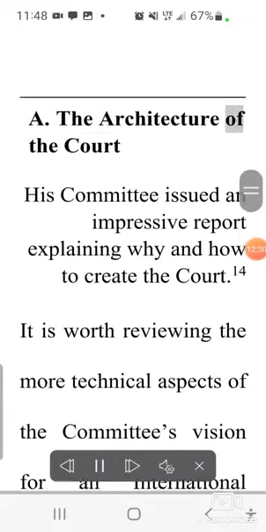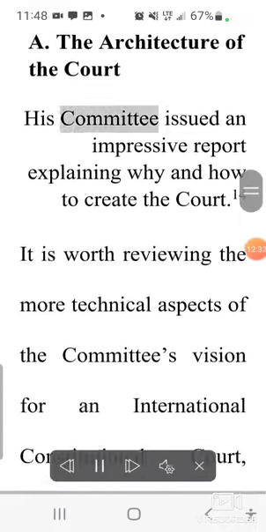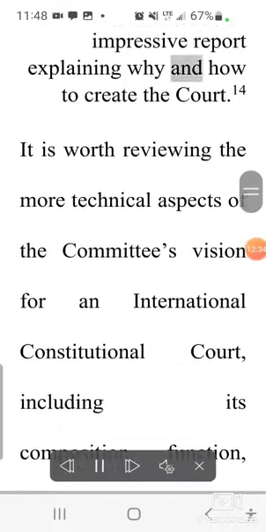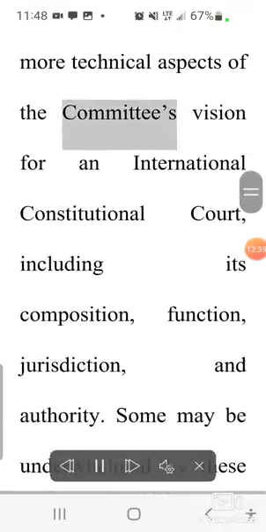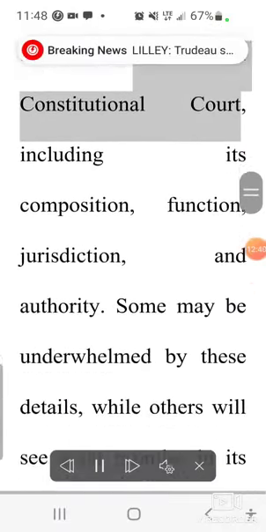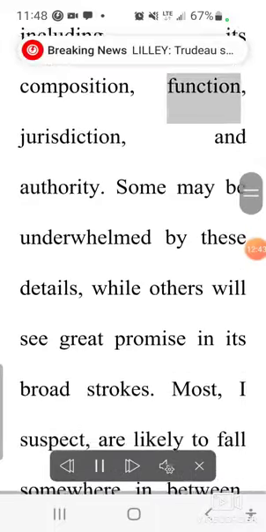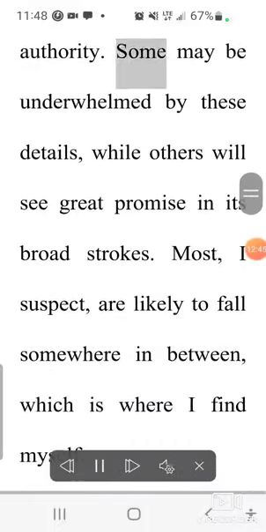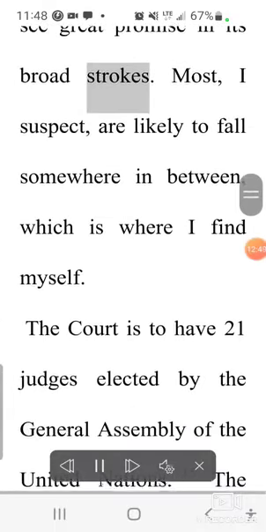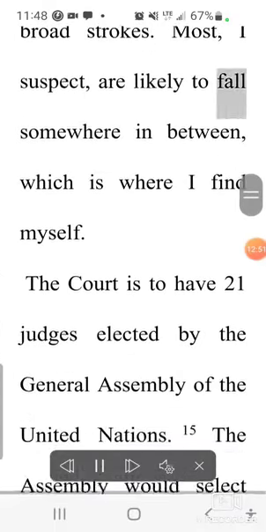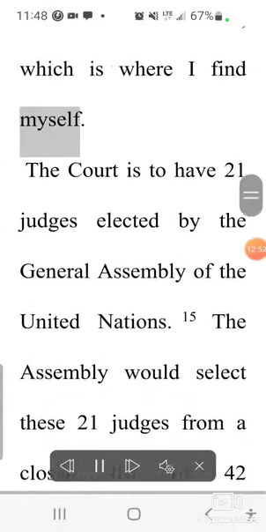The architecture of the court. His committee issued an impressive report explaining why and how to create the court. It is worth reviewing the more technical aspects of the committee's vision for an international constitutional court, including its composition, function, jurisdiction, and authority. Some may be underwhelmed by these details, while others will see great promise in its broad strokes. Most, I suspect, are likely to fall somewhere in between, which is where I find myself.